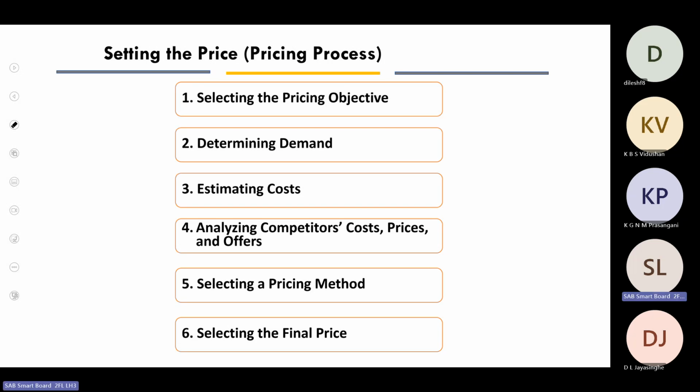Anything you would like to ask? Yes. Before going to the pricing process, is everything clear to you? And don't write down the slides, please write what I'm explaining here.